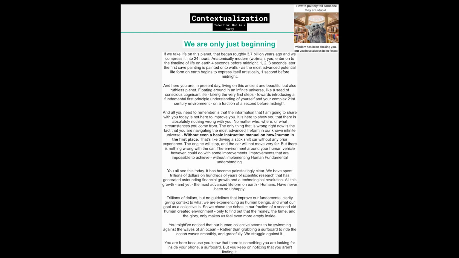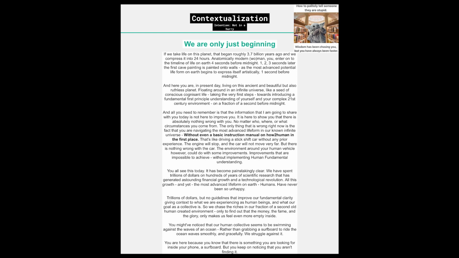That's like driving a stick-shift car without any prior experience. The engine is going to stop, and the car will not move very far. But there's nothing wrong with the car. The environment around your human vehicle, however, could do with some improvements. Improvements that are impossible to achieve without implementing human fundamental understanding.